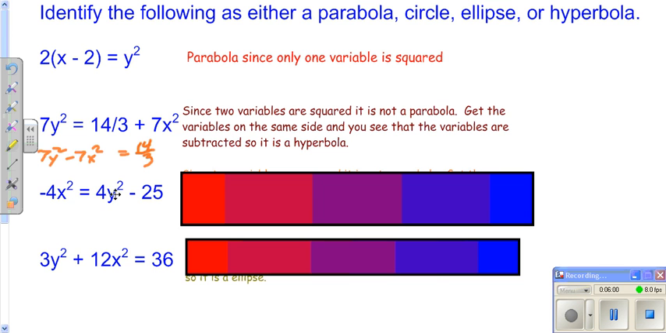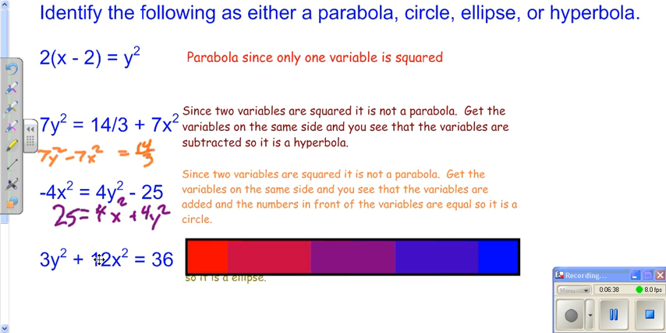When we take a look at the next one here, we've got to get our x's and our y's on the same side. So I'm going to take my x's over to the right side. I'll get a 4. Plus my y squared. Now I want to take my 25 to the other side. I now know that since I have an x squared and a y squared, it's a circle or an ellipse. Same thing down here. x and y are squared, so it's a circle or an ellipse. But since they're added and the number in front of my squared terms is the same, it has to be a circle. If the numbers in front of my added variables were different, then it would be an ellipse.